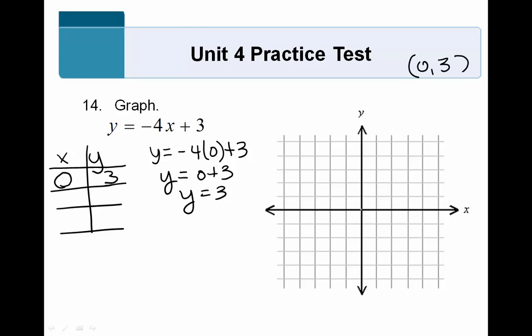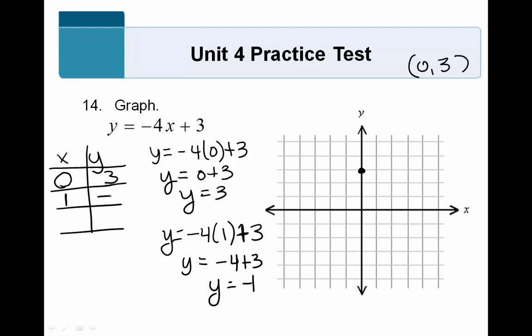So to graph that, starting at the origin, we go left or right 0, and we go up 3. So there's one of the solutions to the equation. Okay, I guess I'll choose 1 next. That means y is equal to -4 multiplied by 1 plus 3. So y will equal -4 plus 3, which means y is equal to -1. So another solution is 1, -1. From the origin, that will take me right 1 and down 1.